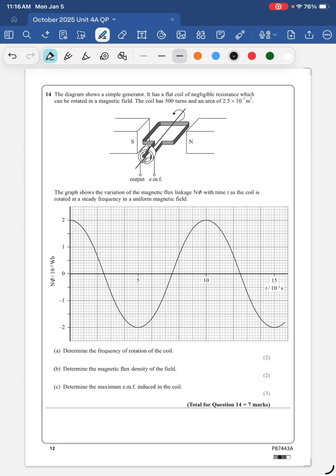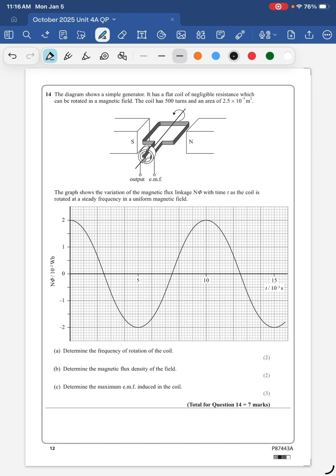All right. The graph shows the variation of the magnetic flux linkage N phi with time t as the coil is rotated at a steady frequency in a uniform magnetic field. Question A, determine the frequency of rotation of the coil.